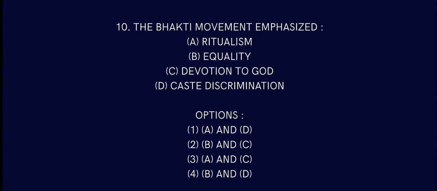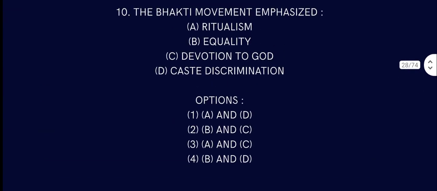The Bhakti movement emphasizes what? Ritualism, equality, devotion to God, or caste discrimination. It emphasizes devotion to God, obviously. Ritualism, yes, there was a bit of ritualism. Answer is B and C. Wait a second. Yes, equality is one of the things of the Bhakti movement, but it also has a ritual system. But the option says what? Equality and devotion to God. So B and C is the answer.